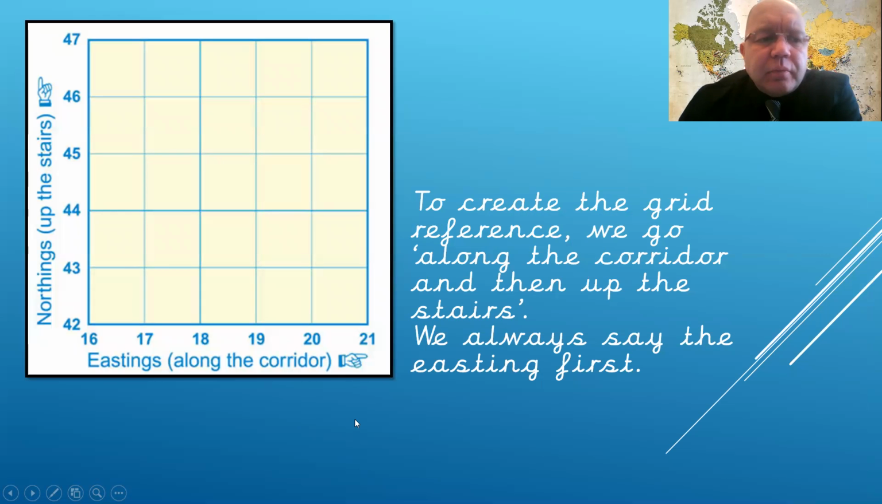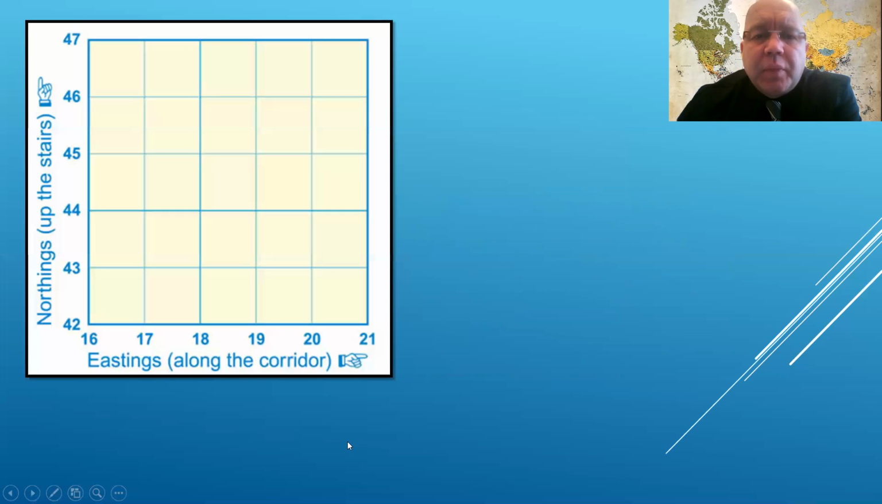Here we go. Right, we've got a blank grid at the minute. I'm going to drop some dots in there, and you're going to see if you can come up with the 4-figure grid reference for each one. Remember, we go eastings first. So we're going to go along the corridor and then up the stairs. So whatever the horizontal number is goes first in your grid reference. Whatever's the vertical, the northing, goes second in your grid reference. Okay, let's have a look at a few.